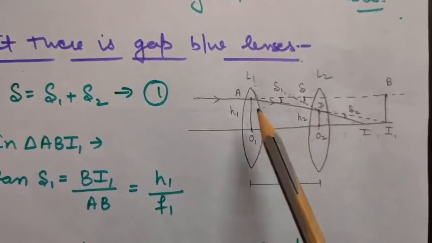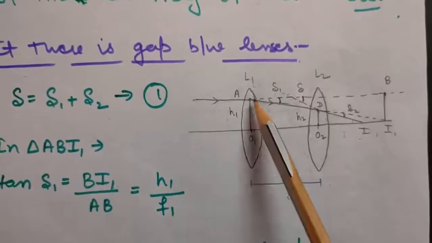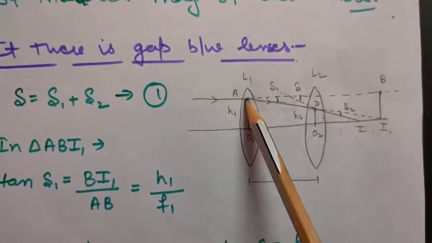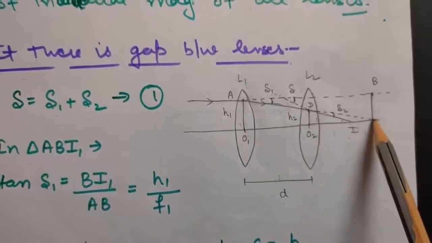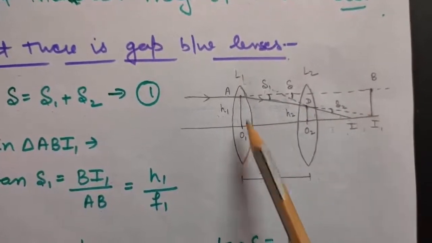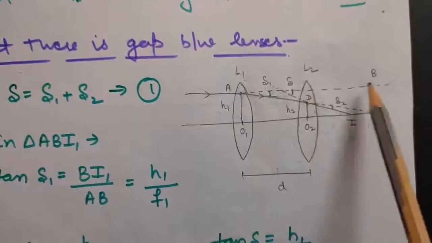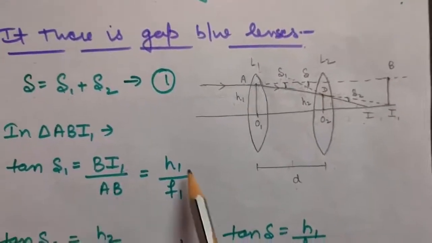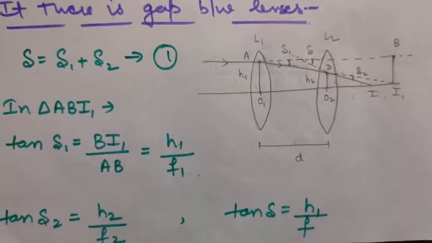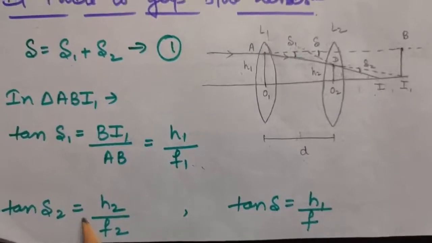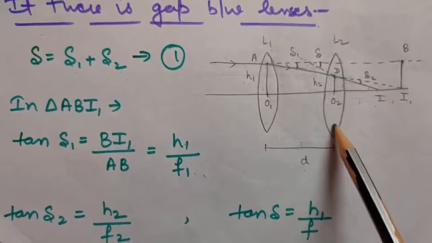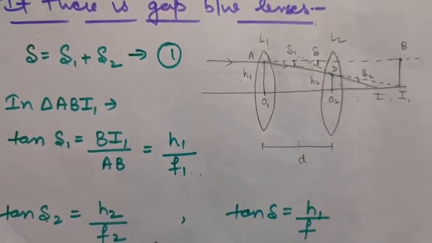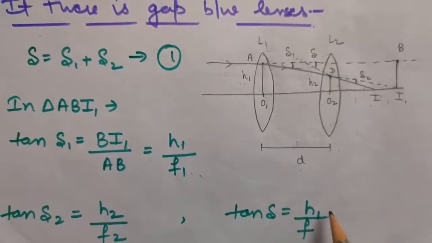Now look carefully. If the ray is coming parallel to the principal axis, it passes through the focus. So this ray is passing through this point, so we can say this is the focus point for L1. So AB is nothing but F1. So tan δ1 is H1 upon F1. Similarly, tan δ2 will come to be H2 upon F2. This will be H2, and F2 will be the focal length of L2. And similarly, tan δ will come to be H1 upon F.